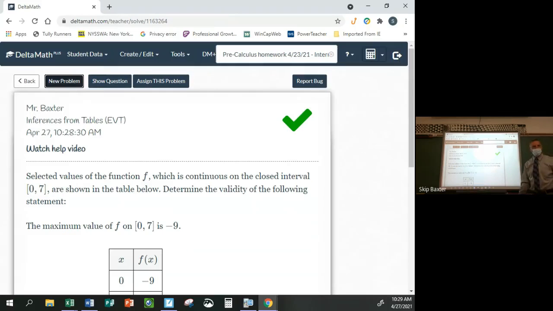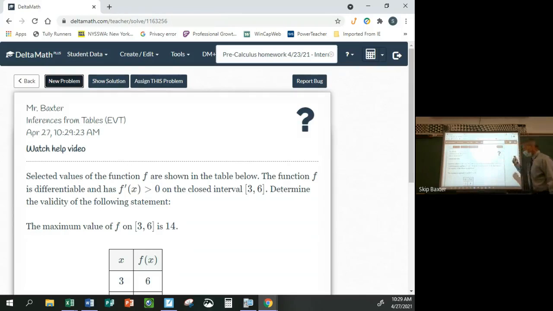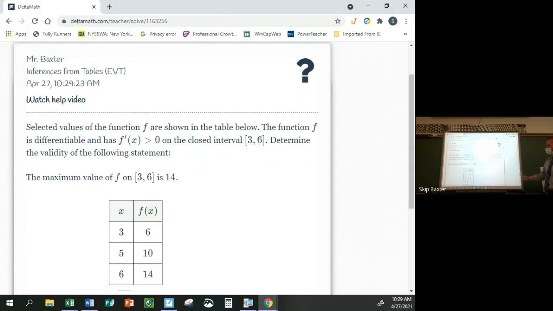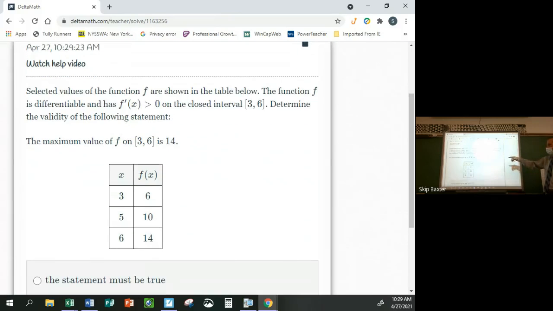Is this helping? Let's look at another one. This means strictly increasing, right? The derivative is positive. That means that it's sloping up from left to right. Okay? So they want to know, is the maximum value 14? Who thinks it's true and who thinks it could be true? Right. I think it's definitely true because it's strictly increasing.